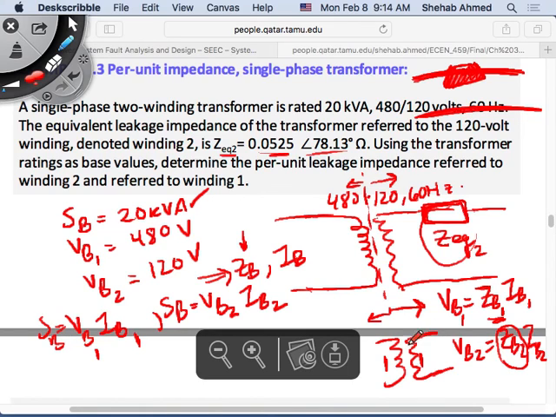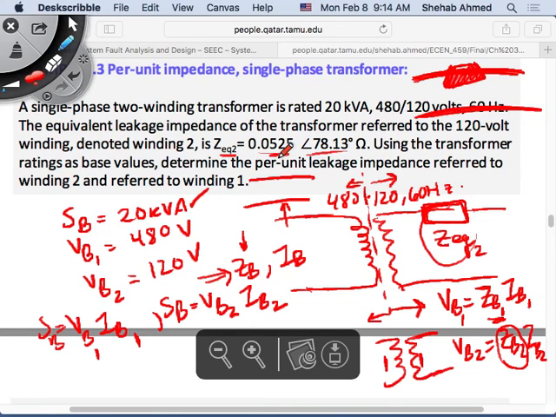Right? So I was able to reduce my transformer to a 1-to-1 transformer. 1-to-1 means V on the primary side equals V on the secondary side, and I on the primary side is equal to I on the secondary side. This means I can represent a transformer like this. But this is the ideal transformer. This transformer has an impedance now. This impedance has some value.